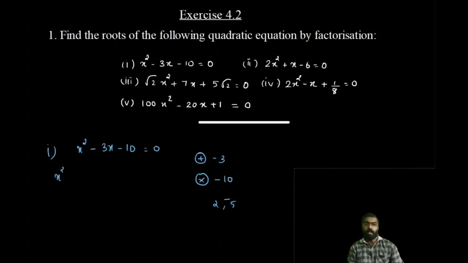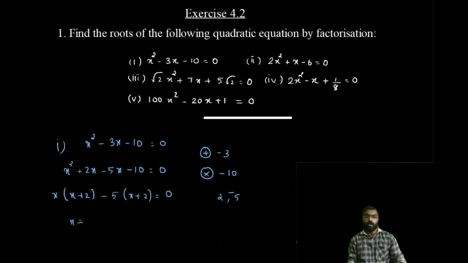So here we can write x square plus 2x minus 5x minus 10 is equal to 0. From the first two terms we can take x common, so x into x plus 2, and from the next two terms we can take minus 5 common, so minus 5 into x plus 2 which is equal to 0. And overall x plus 2 is common, so x plus 2 into x minus 5 is equal to 0. Now we can equate each one separately. x plus 2 is equal to 0 or x minus 5 is equal to 0.